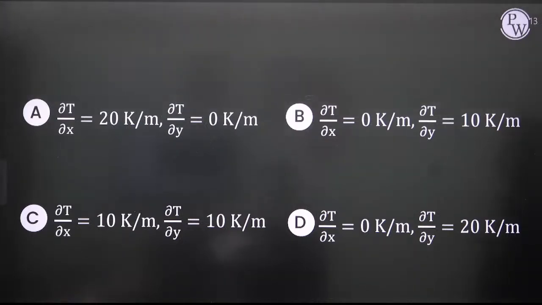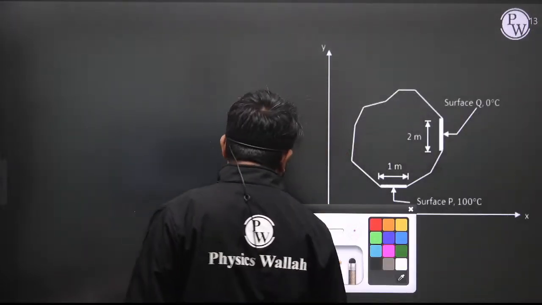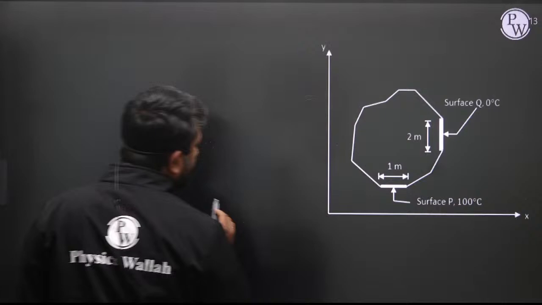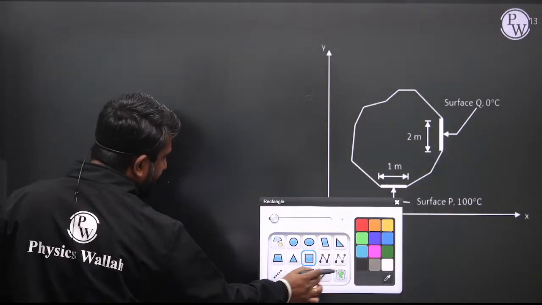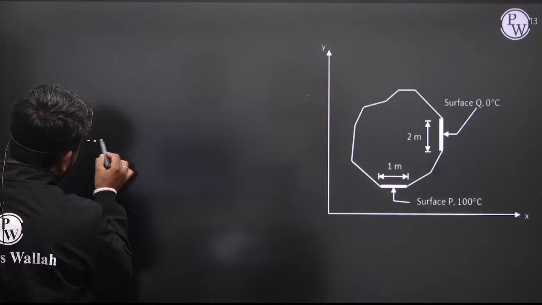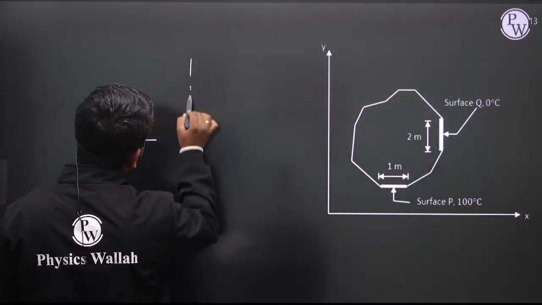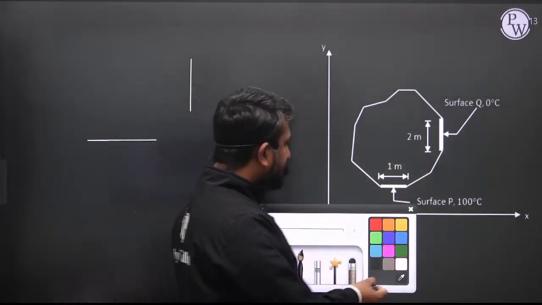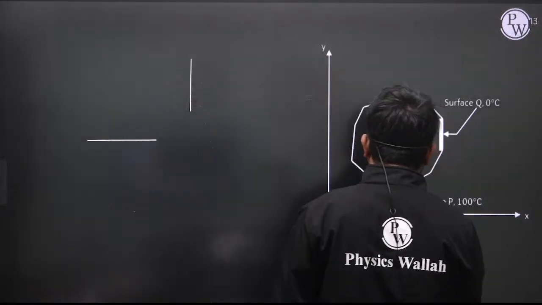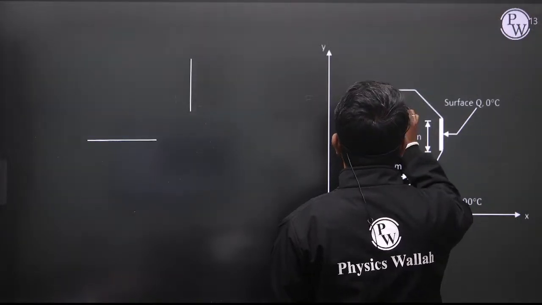Now, if I ask you what is the del T by del X at surface P, can anyone tell me? If I am talking about the surface P, let us consider this is the surface P and this is the surface Q, and the remaining part is insulated. Now it is clearly mentioned in the problem, the remaining part is insulated. That means there is no heat transfer from the remaining part.